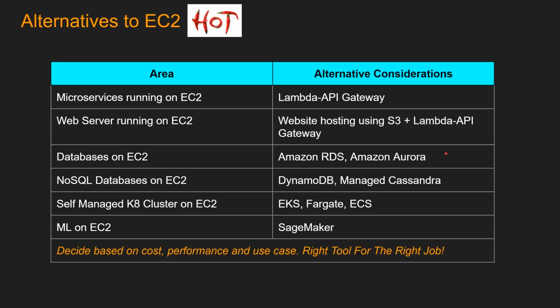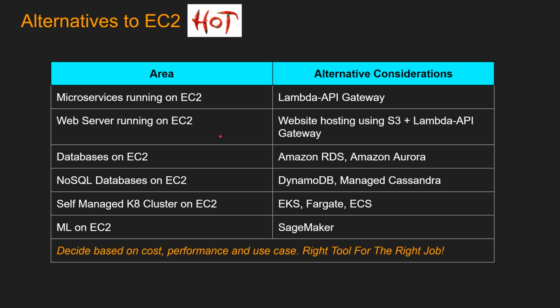Which brings us to the next topic, which is also pretty hot, even in interviews and also in your real world projects. What are some of the alternatives to EC2? So these are some of the areas and alternative considerations. Let's go through this. Let's say you have a microservice running on EC2. What is the alternative? The alternative is you move that code to Lambda and use API Gateway for the API. Not only do you save a bunch of cost in most cases, it's also much easier to maintain and deploy new changes for Lambda and API Gateway compared to EC2s.